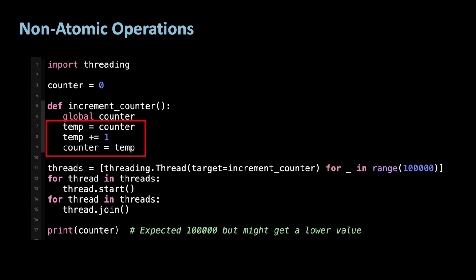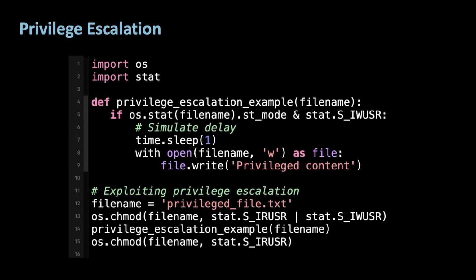So now that we understand how race conditions occur, let's dive into how attackers exploit them. First, privilege escalation. Attackers can exploit race conditions to gain higher privileges by manipulating the timing of security checks and actions. For instance, modifying a file after its permissions are checked, but before it is used.